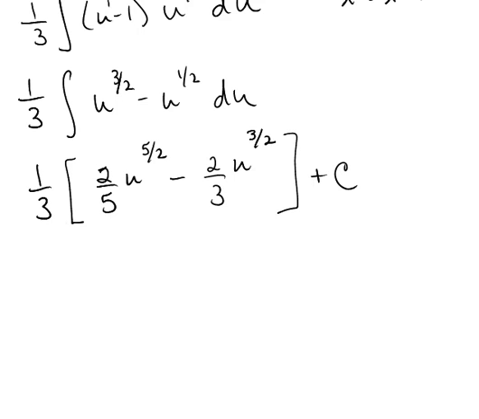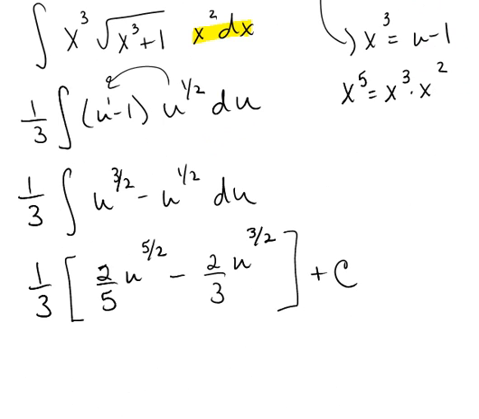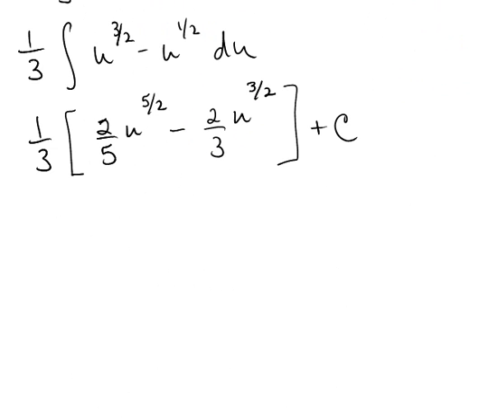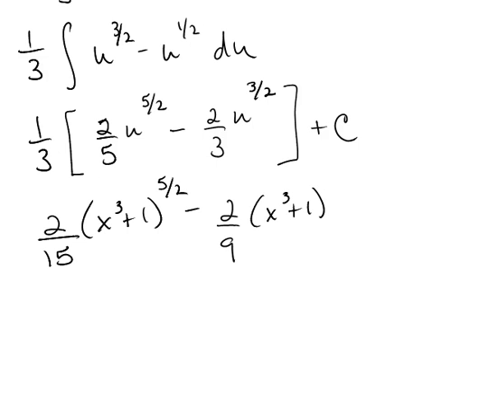And then what you do is you go in and put what u was, which was x cubed plus 1, in, and you can distribute the 1/3 through. So this is 2/15 (x cubed plus 1) to the 5/2 minus 2/9 (x cubed plus 1) to the 3/2, and then plus c. So that one had quite a few parts to it that made it a little bit tricky. Kind of had to see how the puzzle was going to go together.